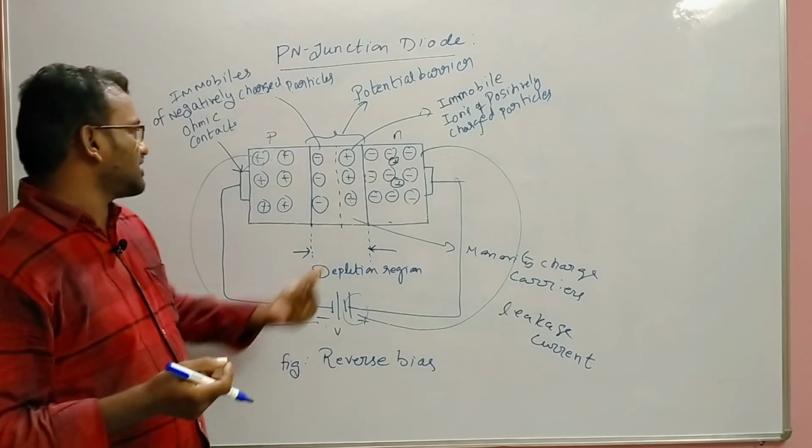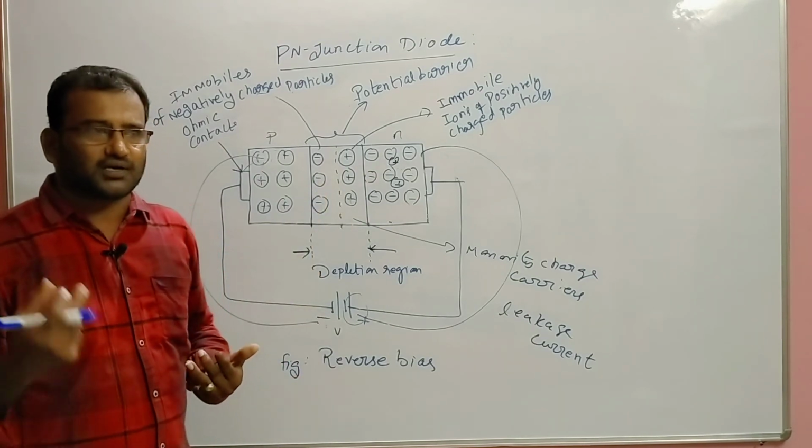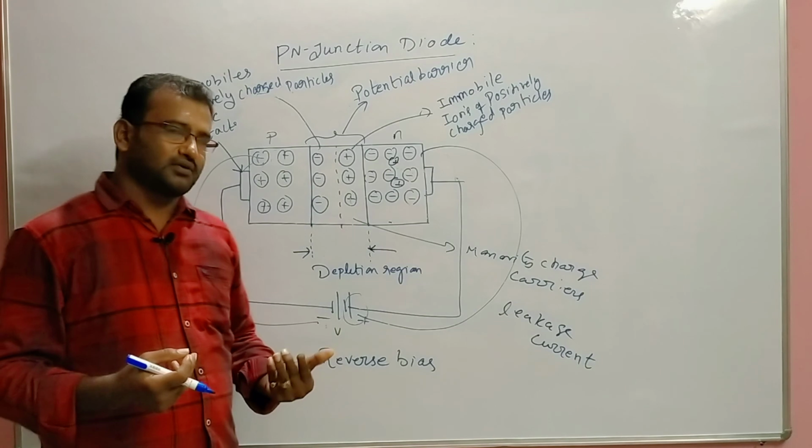So these are the topics we had to cover in today's class, the PN junction followed by reverse bias condition.